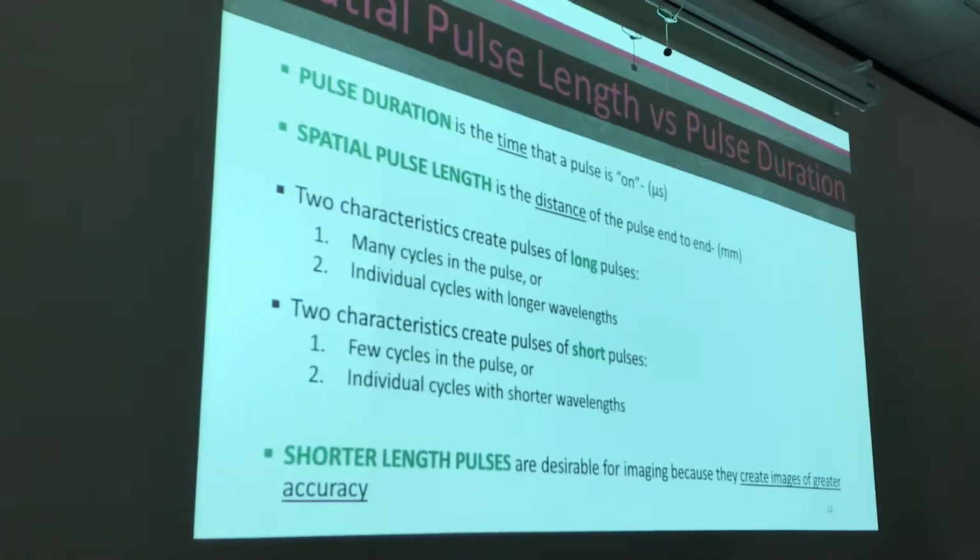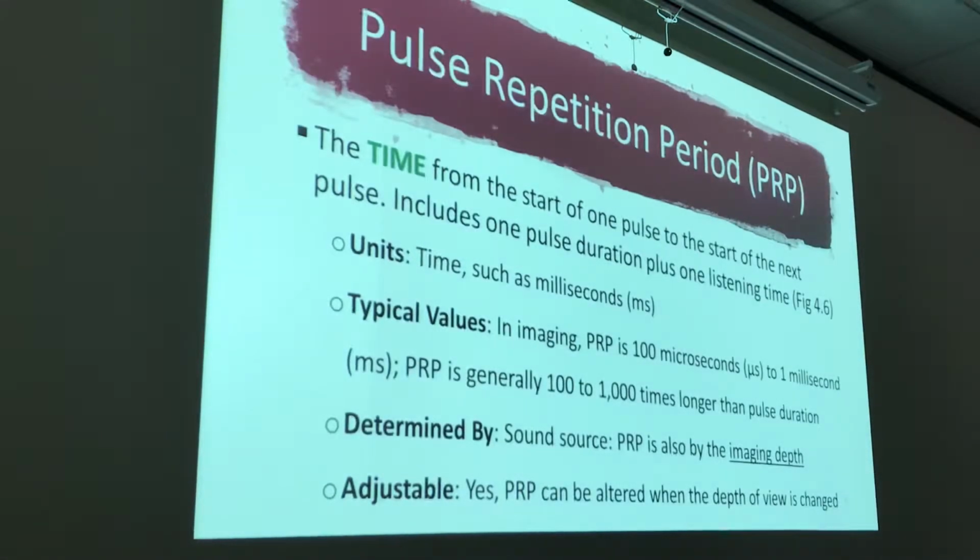Okay. Axial resolution is probably the most important resolution pertaining to ultrasound, because it determines how deep we can see structure, the depth that we can see. We're good on spatial pulse length and pulse duration?